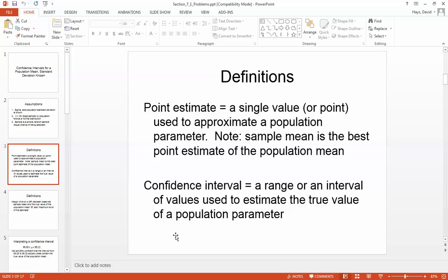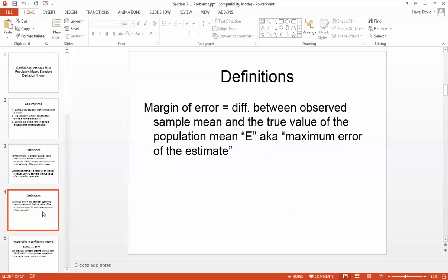Our point estimate is a single value or point used to approximate a population parameter. Note the sample mean is the best point estimate of the population mean. Our confidence interval is a range or an interval of values used to estimate the true value of a population parameter. And our margin of error is the difference between the observed sample mean and the true value of the population mean, aka the maximum error of the estimate.